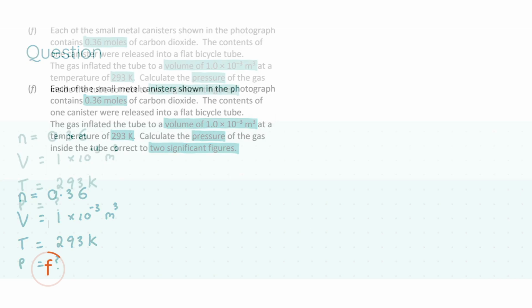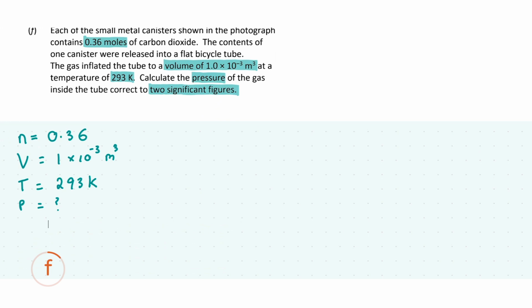Okay, so what we're going to use for this is a formula, which is PV is equal to nRT. And that will help you find the pressure, volume, number of moles, or temperature in a question like this, okay? So it is PV is equal to nRT.